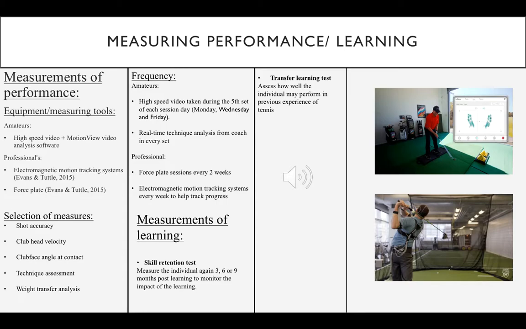For our amateur participant, the high-speed videoing will be taken during the 5th set of each training day, as well as him receiving real-time technique analysis from his coach in every set. Last, we will be implementing a skill retention test as well as a learner transfer test, which will include assessing the individual's level of learning 6 months post-training using goal and target practice. Next, we will assess how our participant transfers the techniques and motor control principles learned from golf to the sport of tennis, which is similar in technique and action.